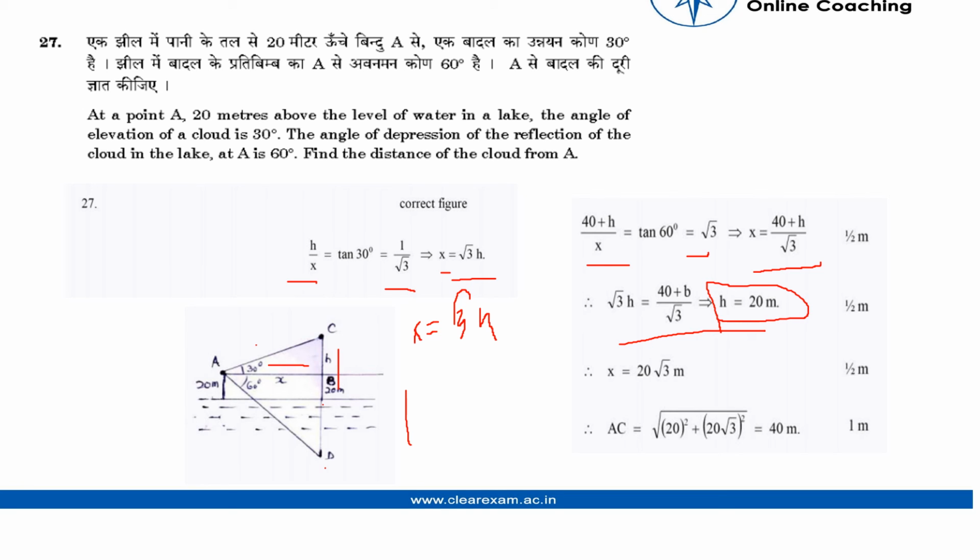Now h is 20 meters, so x will be 20 root 3 meters, and AC will be the square root of x squared plus h squared, as it is the hypotenuse side. So the square root of 20 squared plus 20 root 3 squared will give us the value of AC to be 40 meters.